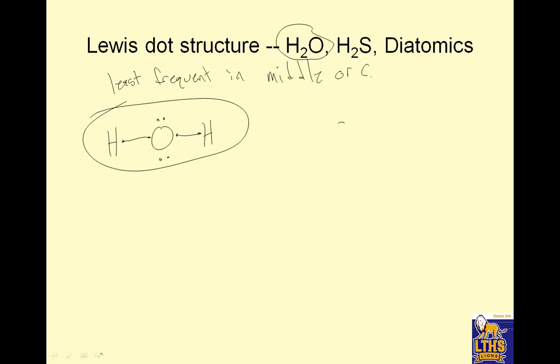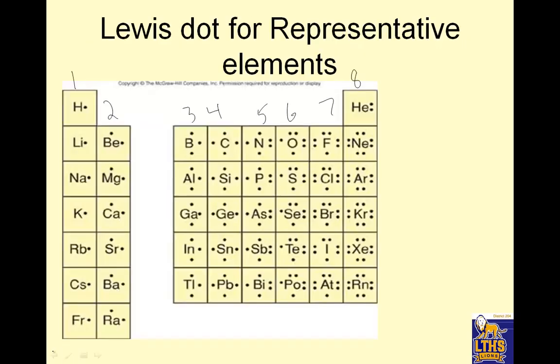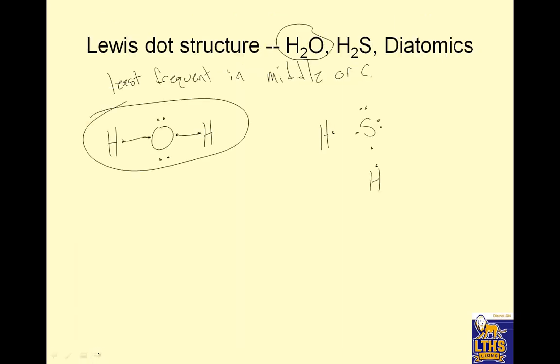Okay. H2S, sulfur is the least frequently occurring one, and it has 6. If it has 6, you should count them out. 1, 2, 3, 4, 5, 6. I put them in different places. It doesn't really matter where you put them as long as you have 2 pairs and 2 singles. Hydrogen has 1 dot. And again, where am I getting these dots from? First column, 1 dot. 6th column, 6 dots. And then connect the dots.